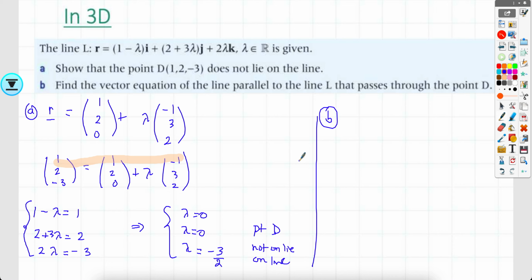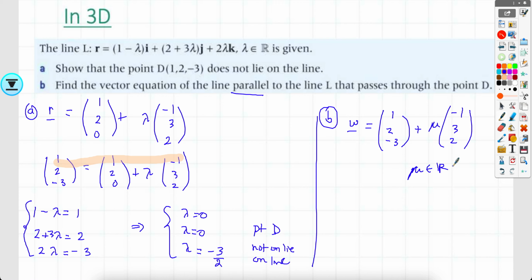And then part B, find the vector equation parallel to L and pass it through point D. Again, quite easy, similar to the ones before. We have the point D, 1, 2, -3, plus, let's pick mu. And it's parallel, which means it will have the same direction vector, -1, 3, and 2, and mu is a real number.